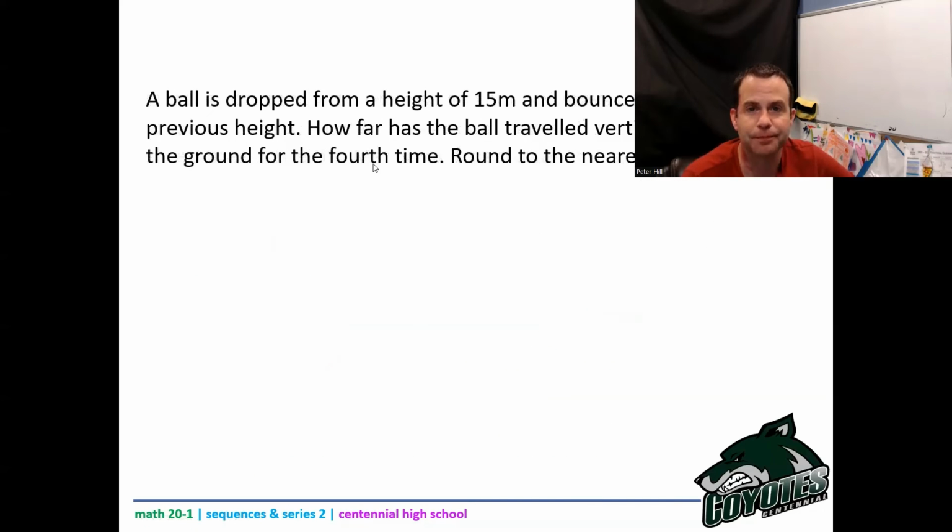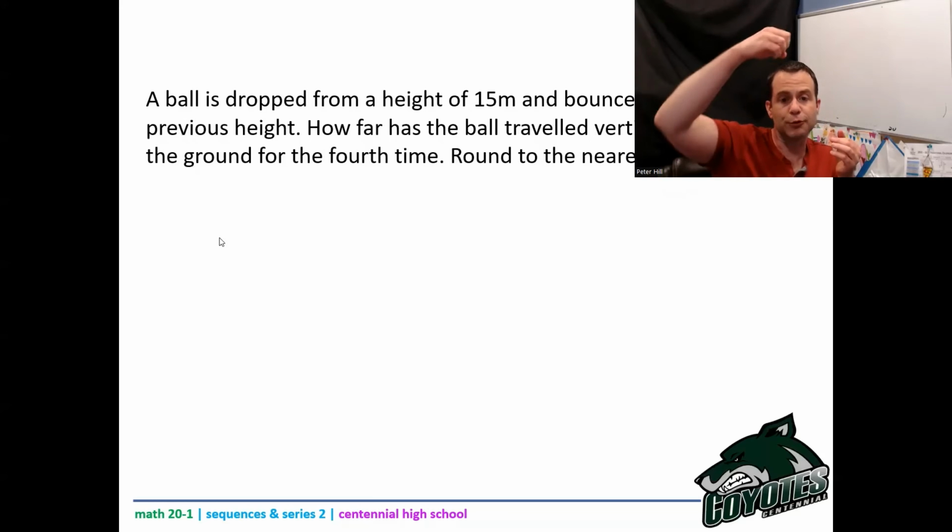A ball is dropped from a height of 15 meters and bounces to 60% of its previous height. How far has the ball traveled vertically when it hits the ground for the 4th time? Round to the nearest 10th. So there's a lot going on in this question. We're going to try and unpack it. This is a very famous sort of test question that we like to ask.